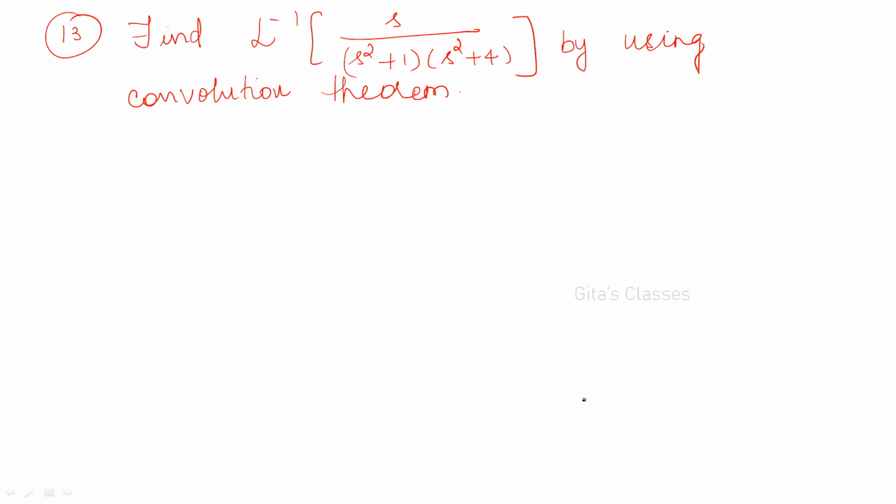Find L inverse of s by. In the previous one, s squared by (s squared plus a squared) into (s squared plus b squared) we have found out. Now s by. So one is cos, another one is sin. Okay. So the answer is 1 by 3 into (cos t minus cos 2t). This is the answer. Please check.